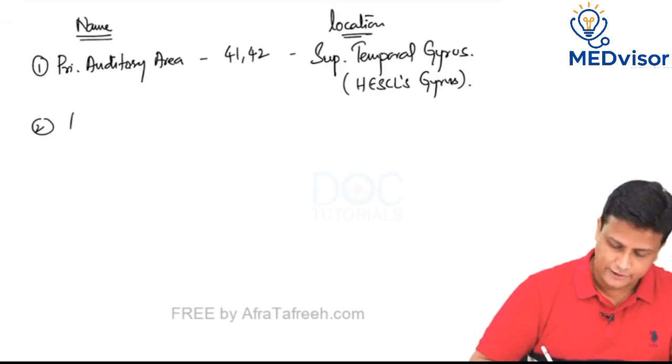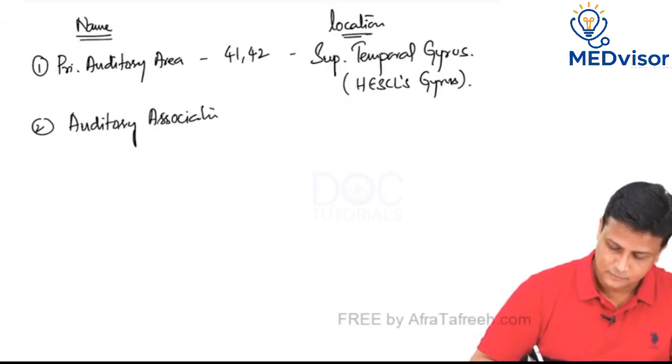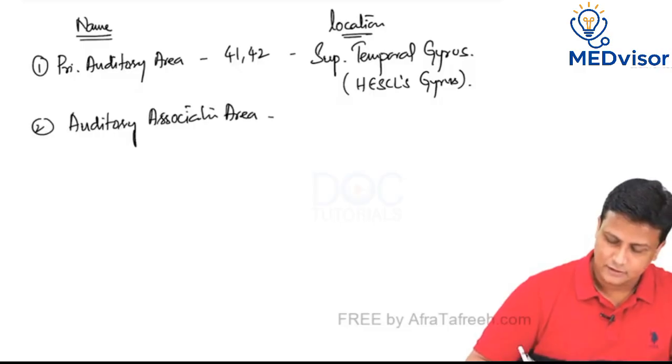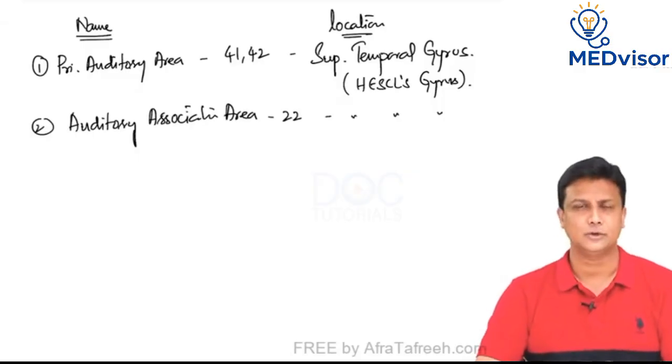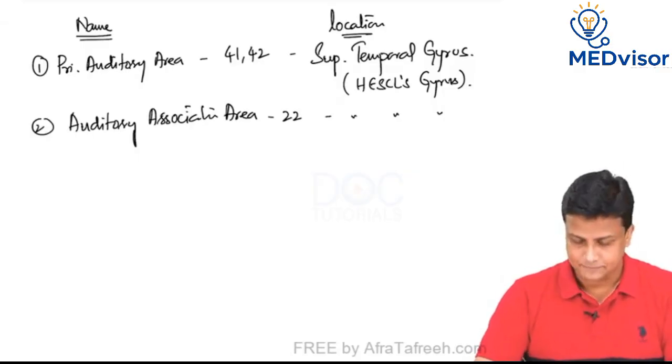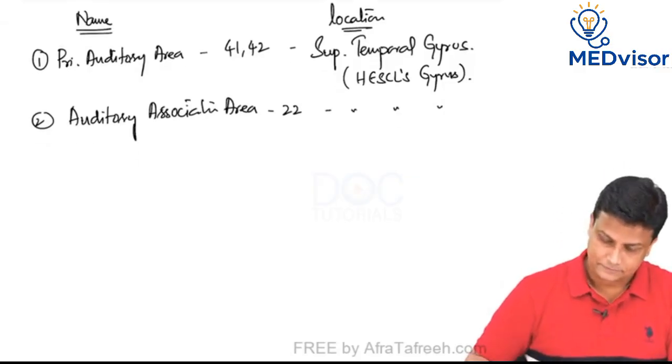Number 2, auditory association area. The auditory association area is area number 22, and yes, it is also located in the superior temporal gyrus, just posterior to the primary auditory area, guys. So we are comfortable with the auditory areas.